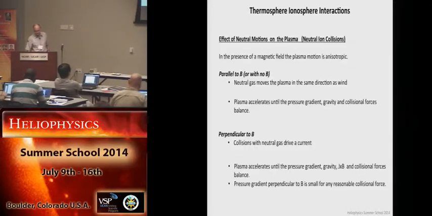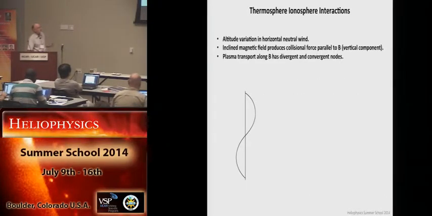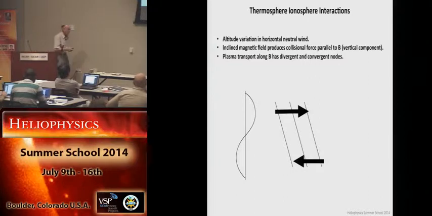So this concept of force balance can be used in a very simple way. So here's just a simple exercise. Let's suppose I have a neutral wind that's blowing in one direction at this altitude here, and in the opposite direction at this altitude here, in an inclined magnetic field. The wind's blowing this way, and now the wind's blowing this way, and here's the magnetic field.